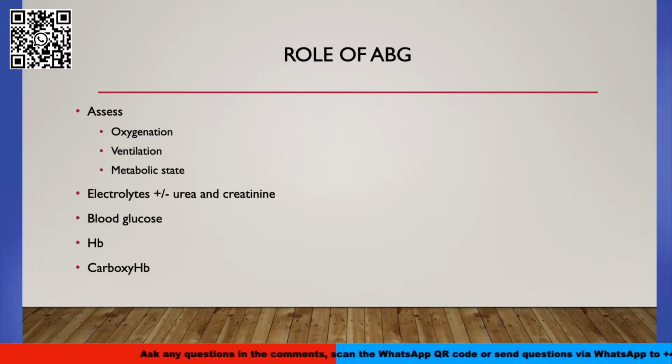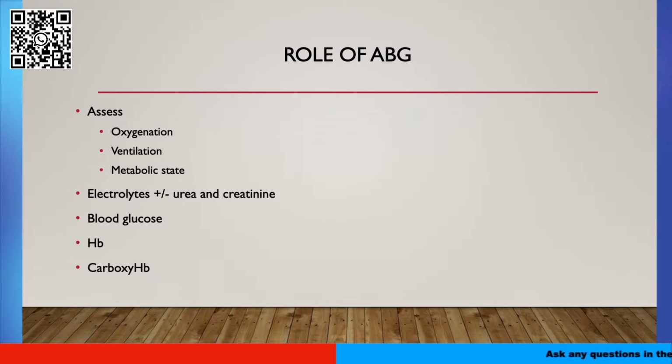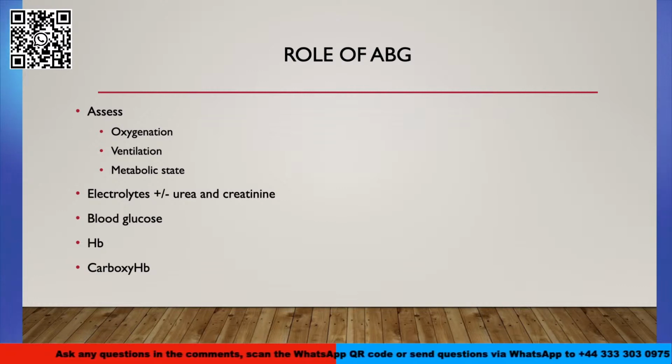So why bother with an arterial blood gas? Well, these are often very quick to take and process, and sometimes the results will come back more quickly than other blood tests. They allow you to assess the patient's oxygenation and ventilation and have a look at their metabolic state. Depending on the analyser that you're using, you can often get quick results for electrolytes such as potassium, and some machines can give you an estimate of urea and creatinine. You can do a quick check of the patient's blood glucose and their haemoglobin, and you can also check things like carboxyhaemoglobin. So for a relatively quick to perform test, you can get a lot of information.